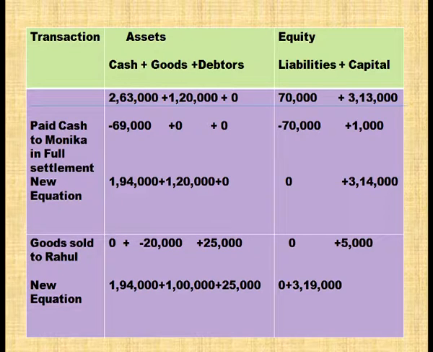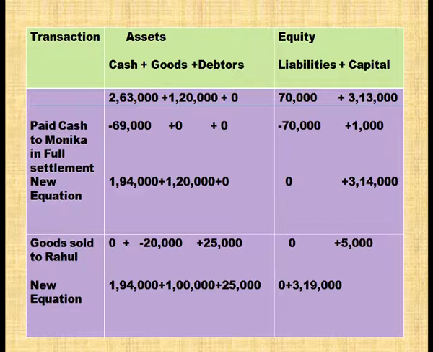Another transaction, goods sold to Rahul. Cost price 20,000, so that much amount is deducted from the goods column. And goods are sold to Rahul, so a debtor is arising. So the debtors column should be included on the asset side. So, plus 25,000. It is sold for rupees 25,000, so selling price is 25,000. Debtors are arising for rupees 25,000.